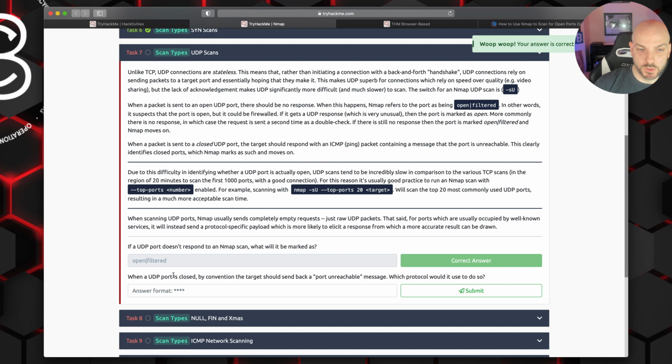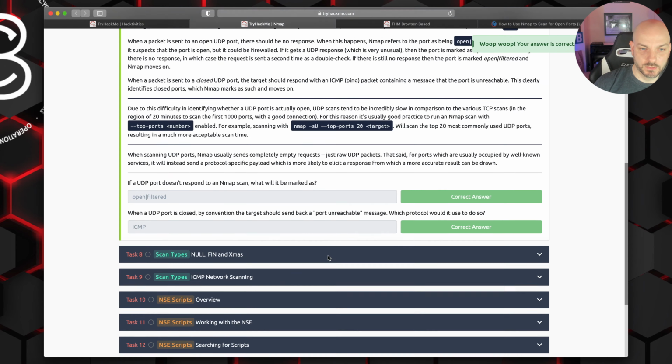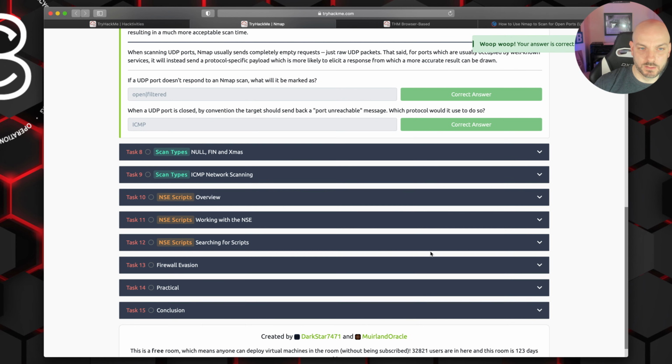Cool. When a UDP port is closed, by convention, the target should send back a port unreachable message. Which protocol would you use to do that? ICMP. Yeah, come on. Helps when I put that in there. No? Man. How about we spell it correctly? There we go. Cool, we're getting there.